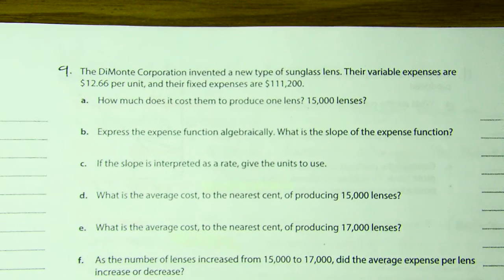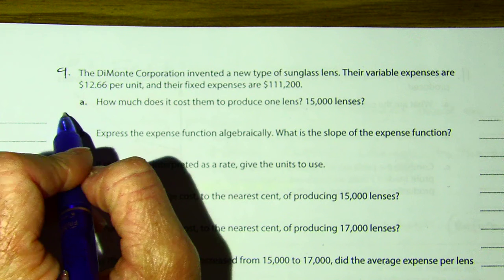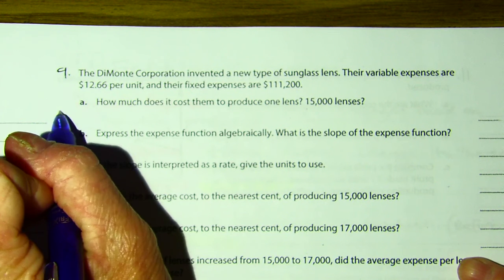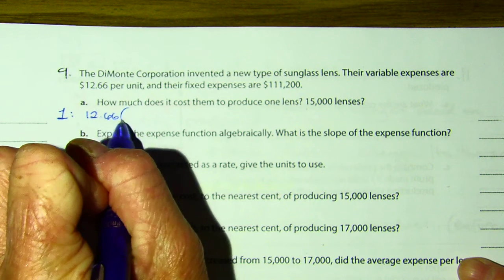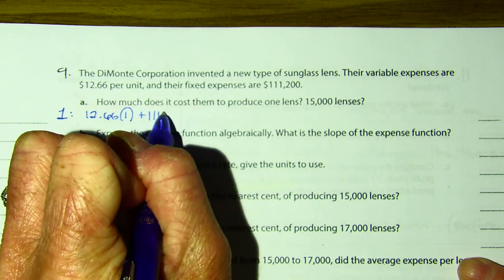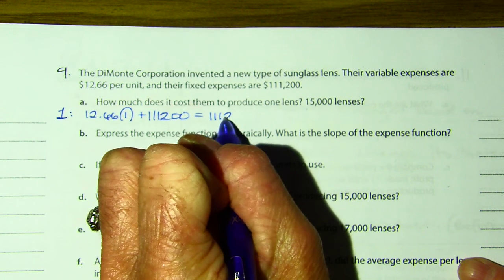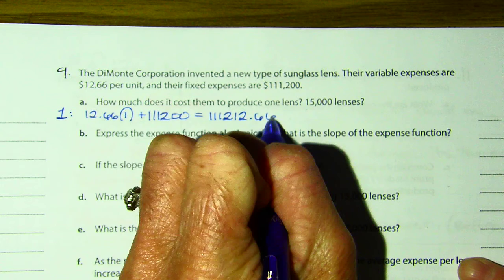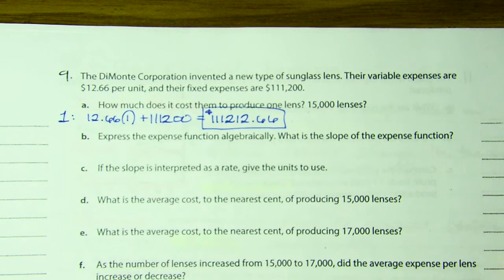So they have given us their variable expense and their fixed. So how much does it cost to produce one lens? Okay, so let's talk about one lens. It would be $12.66 per unit times 1 plus 111,200. And that would give us $111,212.66. So that's the cost of producing one.